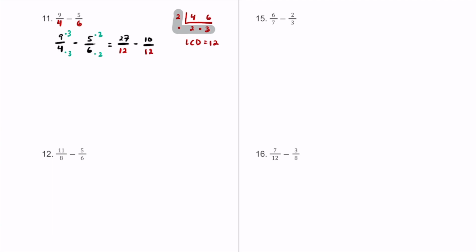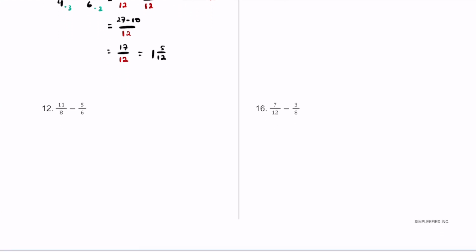All right, so we have common denominators of 12. Let's just subtract their numerators. So that's going to be 27 minus 10. 27 minus 10 is 17, so we're going to have 17 over 12. That's going to be our final answer as an improper fraction, but as a mixed number, this is 1 and 5/12.